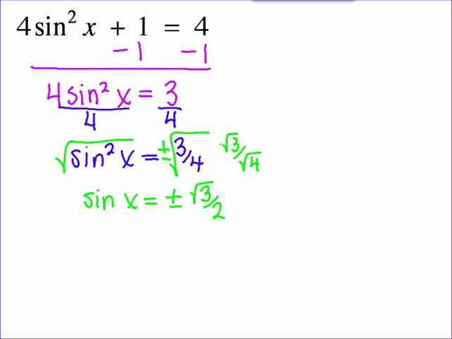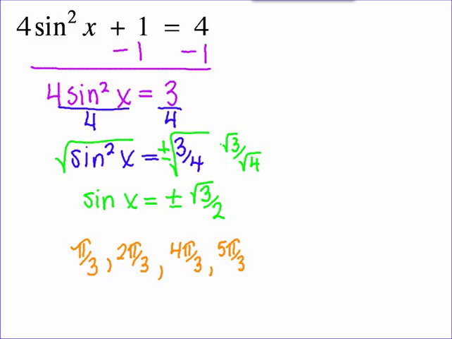Then now I'm going to look at the sine column. Where does it equal root 3 over 2, positive or negative? Pi over 3, 2 pi over 3. What's another one? 4 pi over 3, and 5 pi over 3.